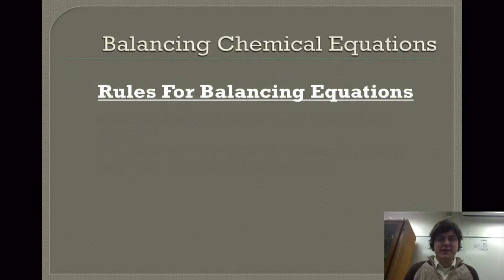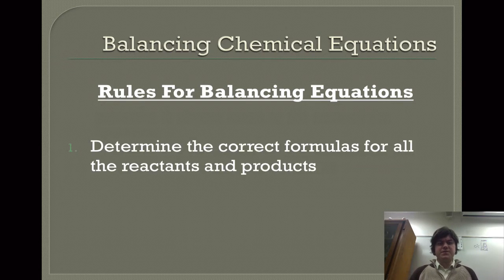There are 6 rules for balancing equations. We're going to go through those 6 rules, then try an example problem, and then give you a practice problem to try on your own, which we will then go through the solution for. The first rule or step is to determine the correct formula for all of the reactants and all of the products. This was also a part of your skeleton equation process, so that shouldn't be new. That should be a step that you've already been able to implement.